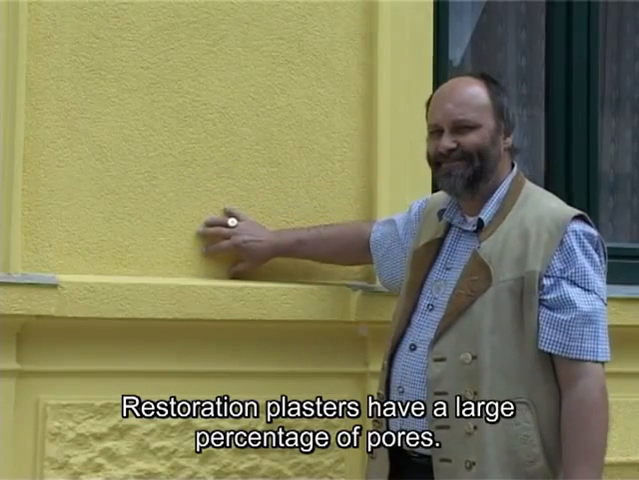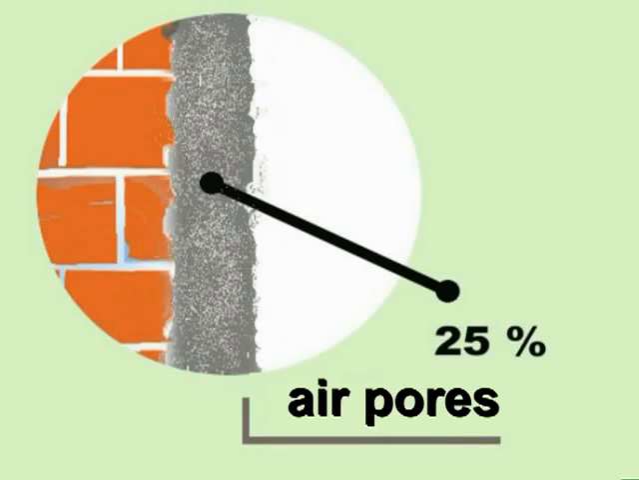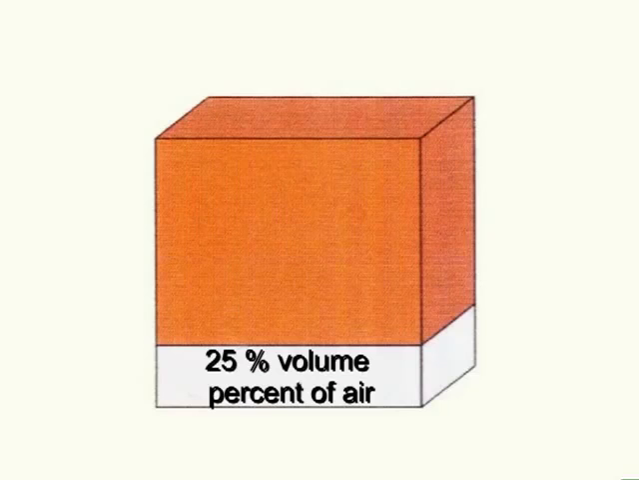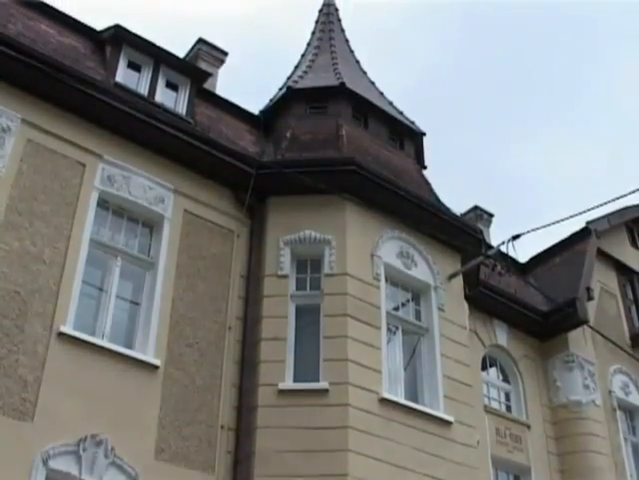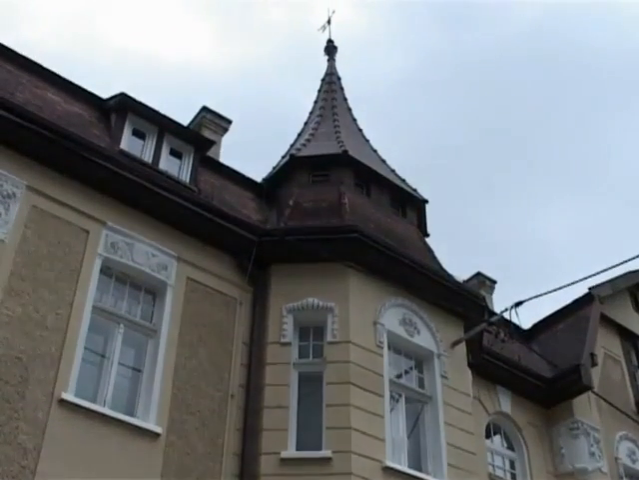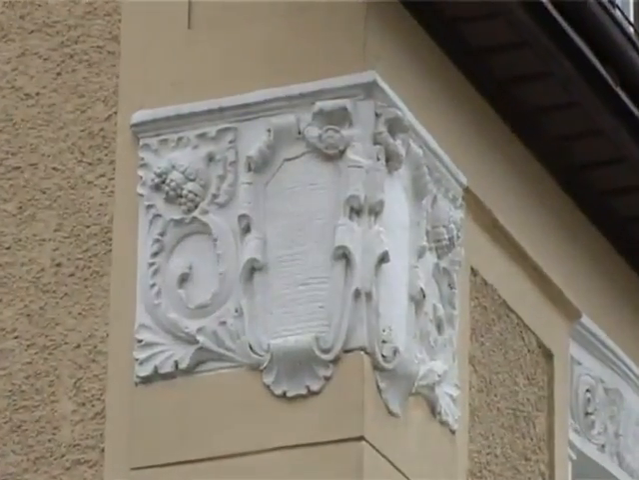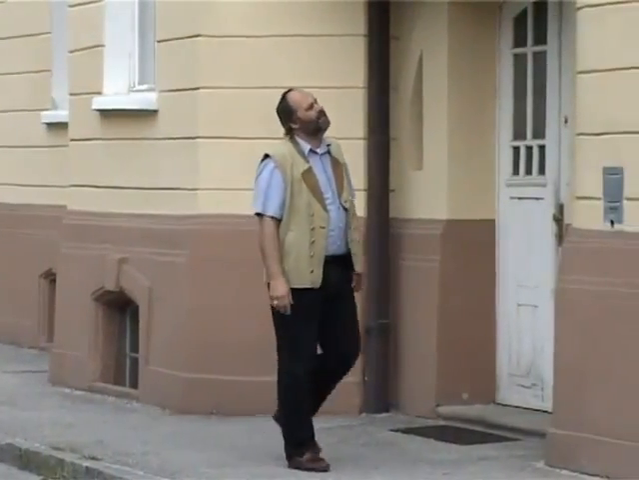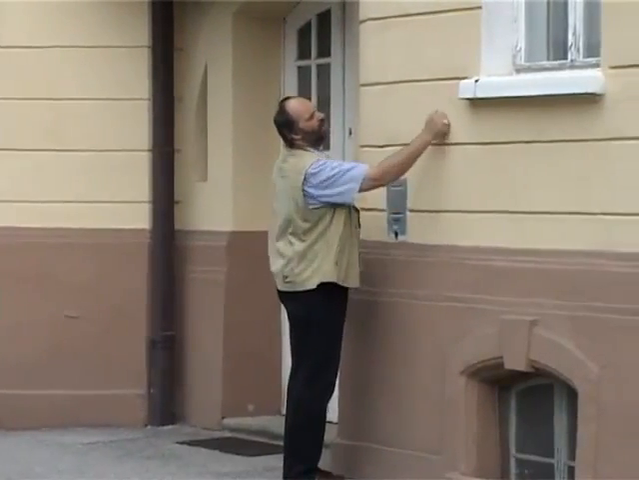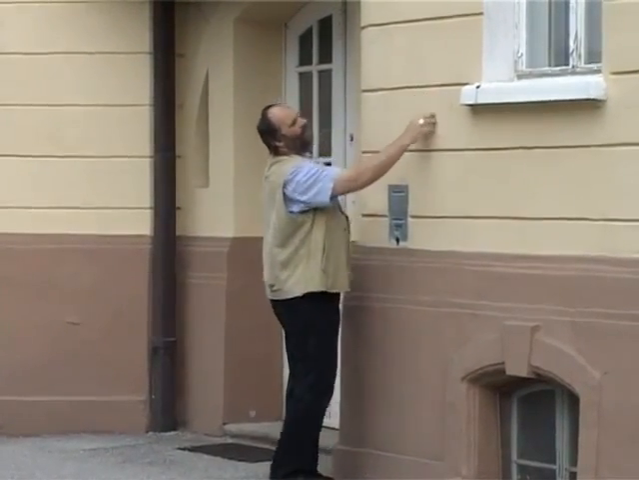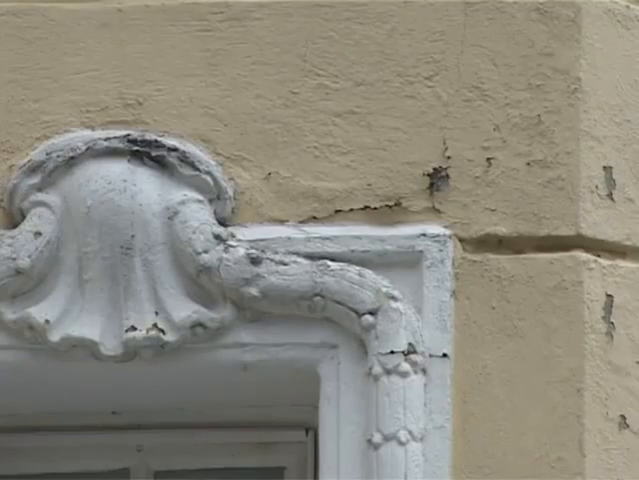Restoration plasters have a large percentage of pores. About 25% of the plaster volume must be air. Air pores provide the plaster with better thermal insulation properties than conventional plasters. Thanks to these very good properties, the open-pored and water-repellent renovation plaster does not permit any masonry moisture to pass in liquid form, but only in the form of vapour, which is humidity. Hence the plaster looks dry from the outside for a long time. But appearances are deceptive. The wall behind remains wet.